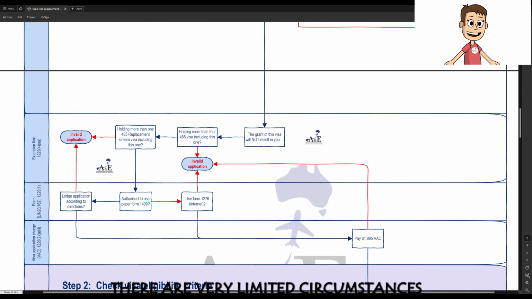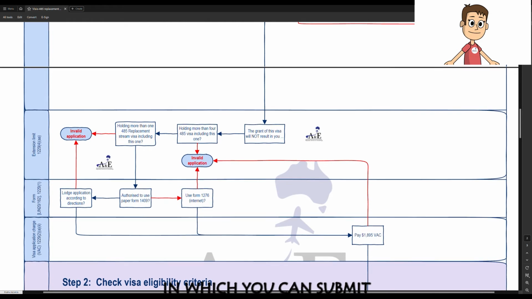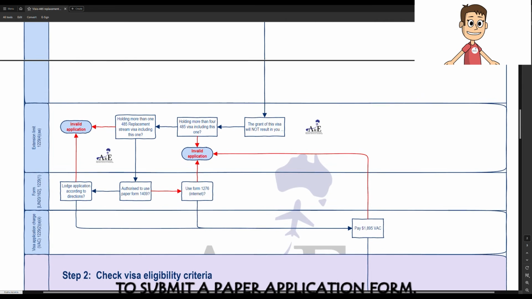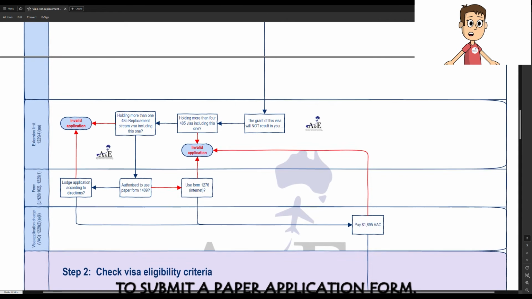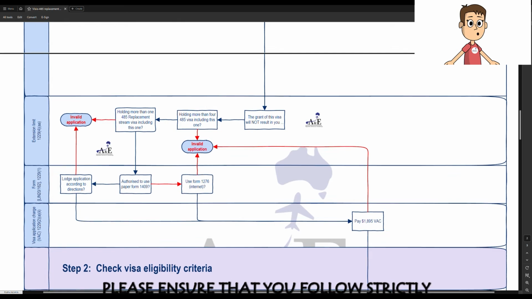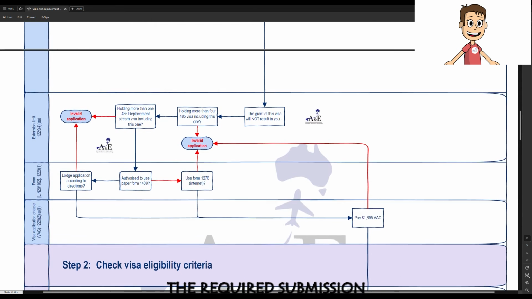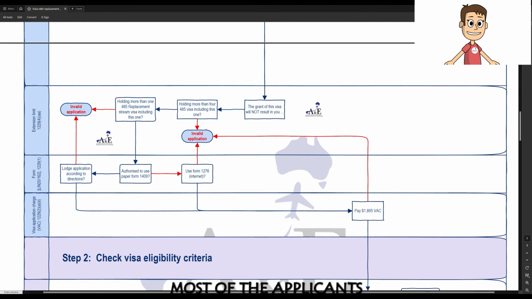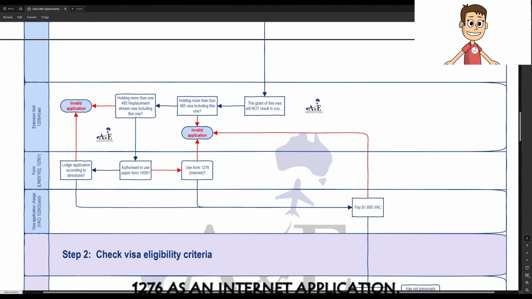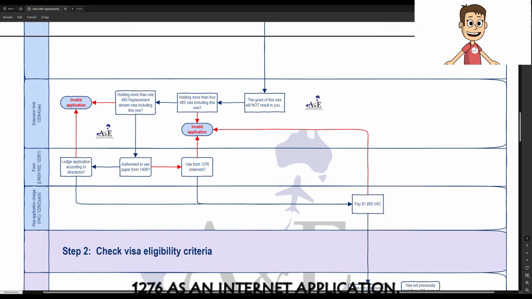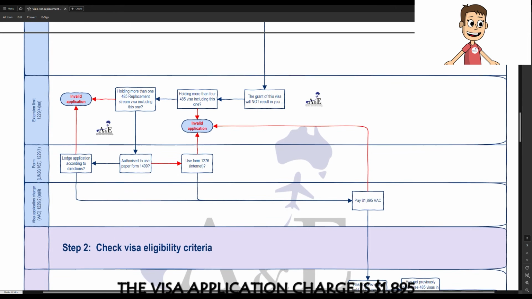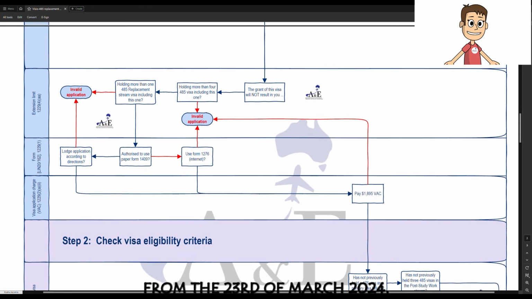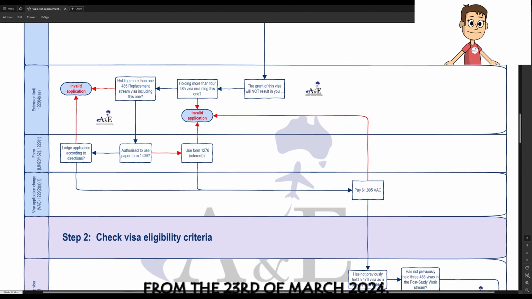There are very limited circumstances in which you can submit a paper application form. If you are authorized to submit a paper application form, please ensure that you follow strictly the required submission requirements from the department. Most of the applicants will need to use Form 1276 as an internet application. The visa application charge is $1,895 from the 23rd of March 2024.